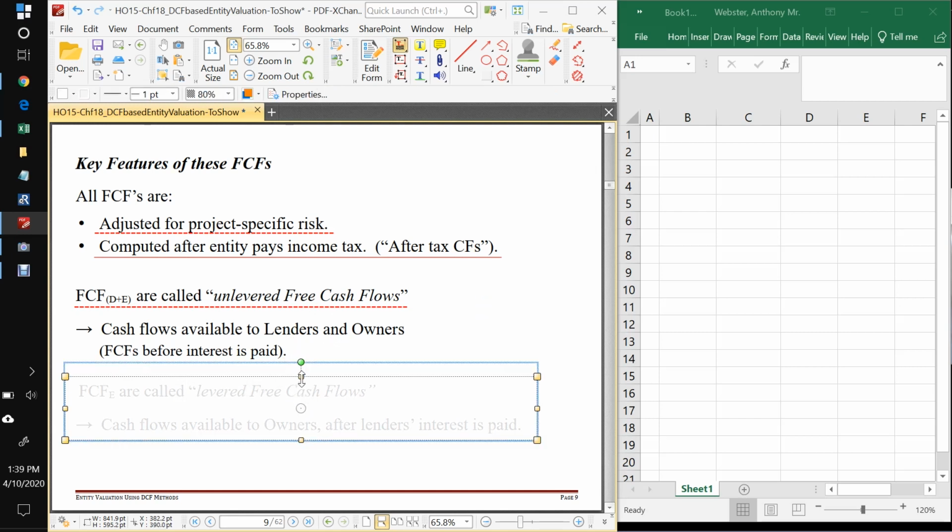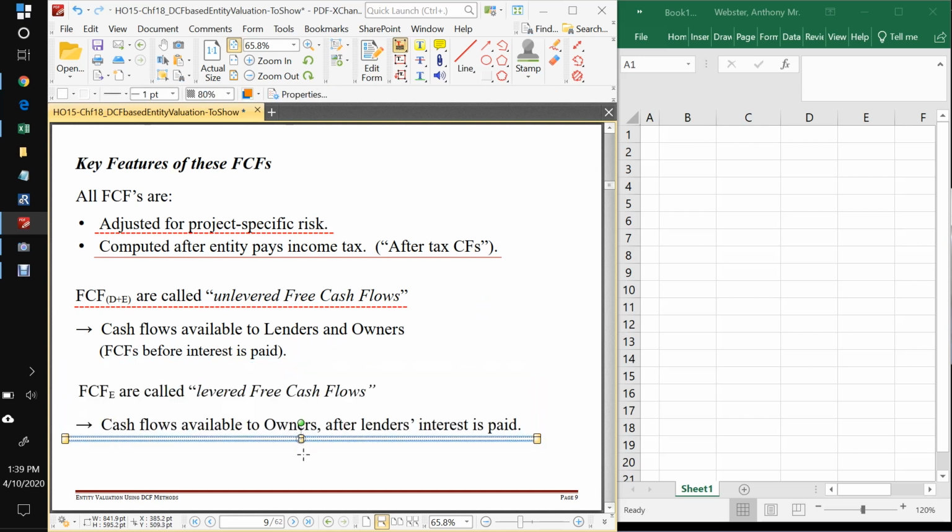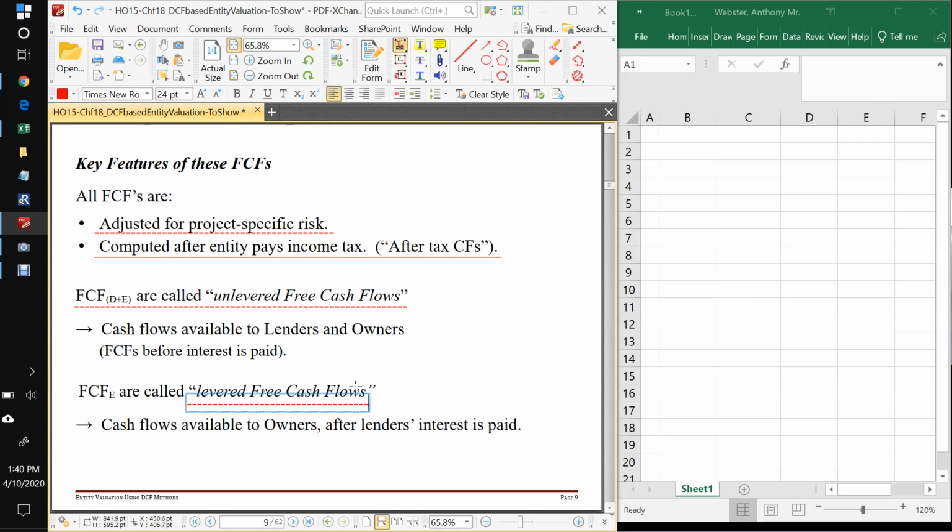On the other hand, if we're getting our free cash flows just to owners, these are called levered free cash flows. And the reason that they're levered is because they occur after interest is paid, and these are the cash flows that are available to the owners. So you need to know this too. Unlevered free cash flows are for all stakeholders. Levered free cash flows are for owners.